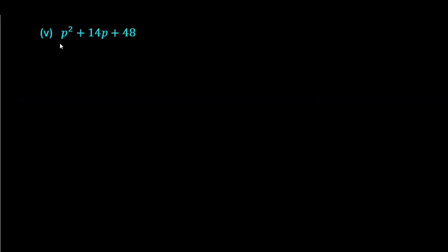Fifth one, p square plus 14p plus 48. Now we have to find pair of factors of 48 whose sum is 14. Pair of factors of 48 whose sum is 14. Now let us write the factors of 48.